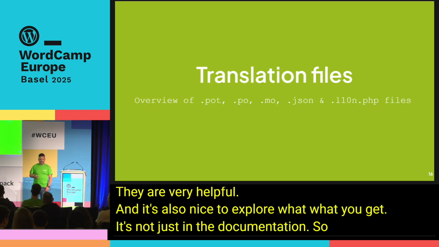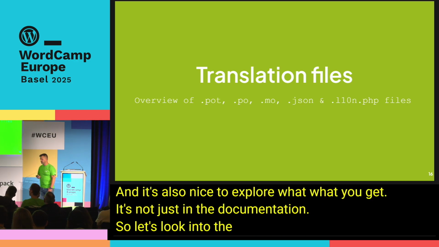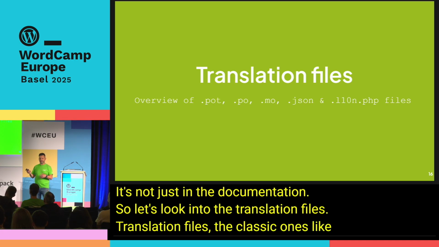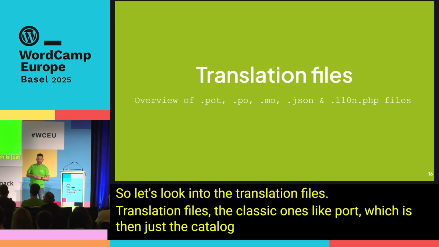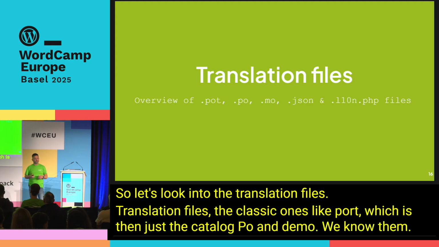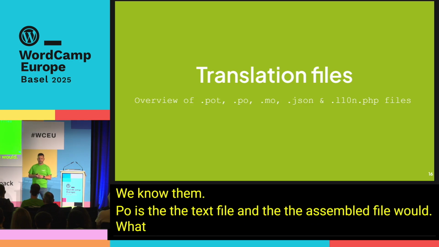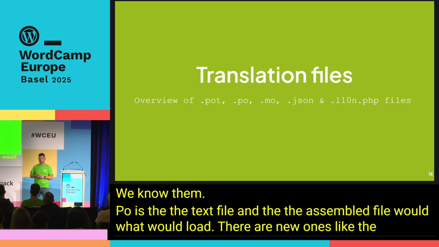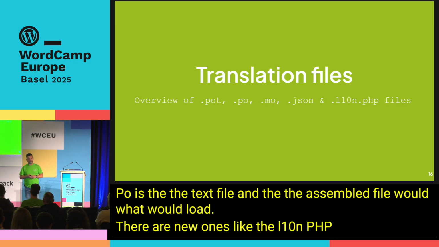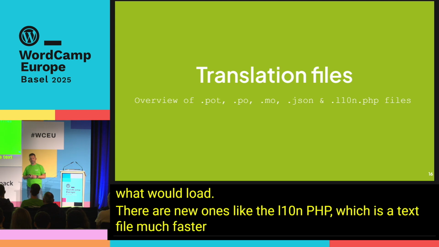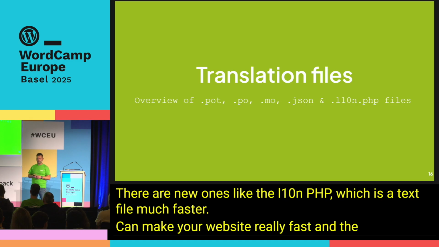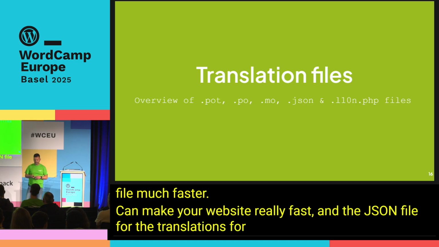So let's look into the translation files. The classic ones like POT, which is the catalog, PO and MO. You know them. PO is the text file. MO is the assembled file that WordPress would load. There are new ones like the l10n PHP, which is a text file, much faster. Can make your website really fast, and the JSON file for the translations for JavaScript.